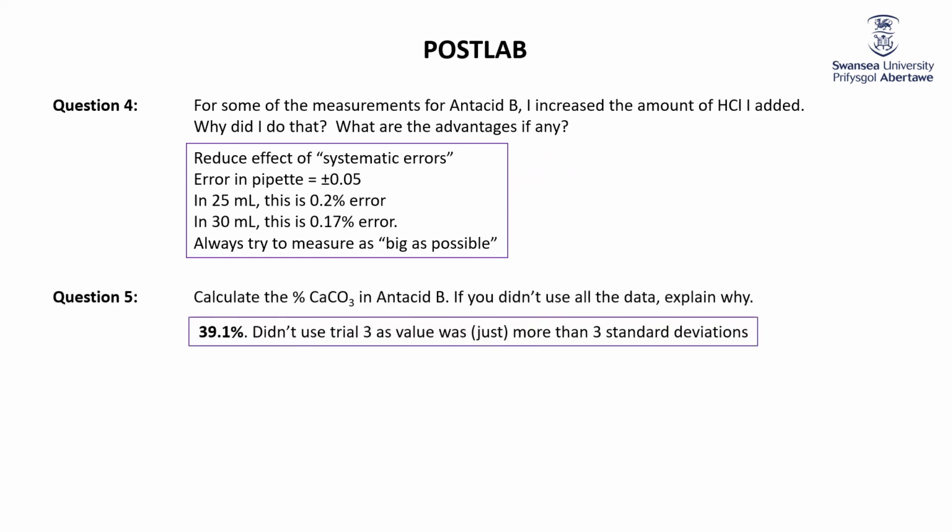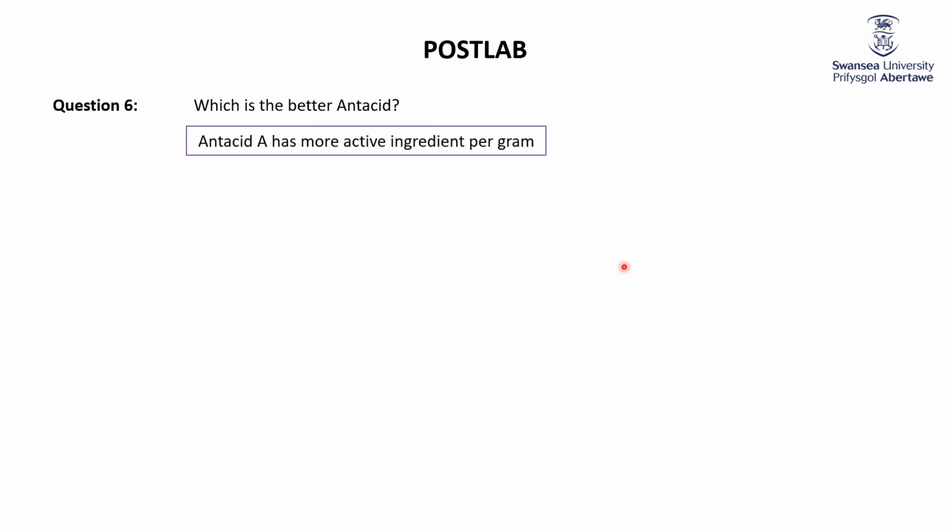Question 5. Calculated at 39.1%, didn't use trial 3 because the value was more than 3 standard deviations. So now let's look at the actual antacid part, which is the better antacid. Well, antacid A is 62% calcium carbonate. Antacid B is less than 40%, so antacid A is better because it has more active ingredient per gram.